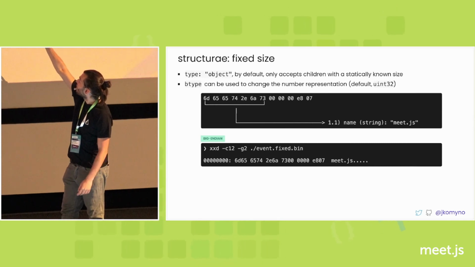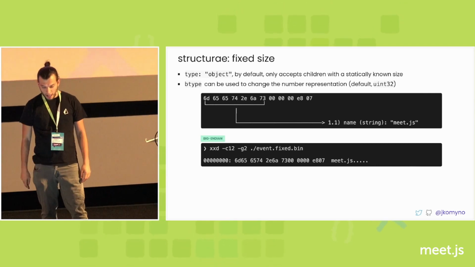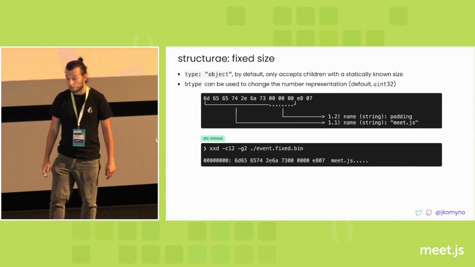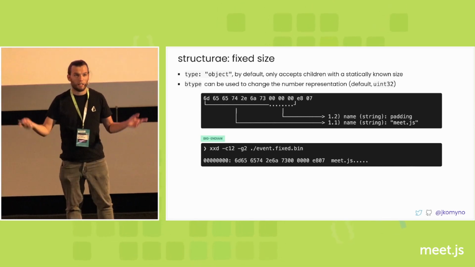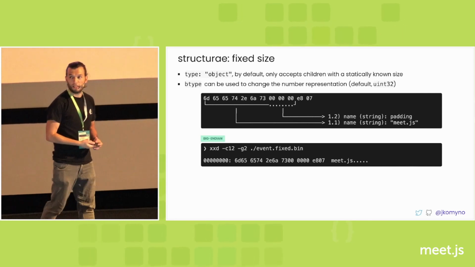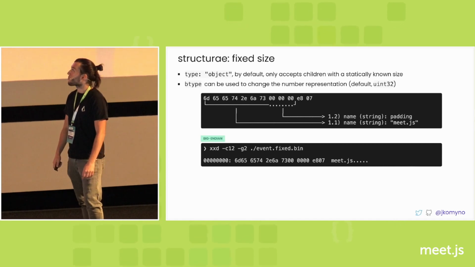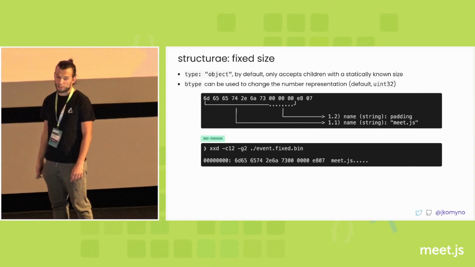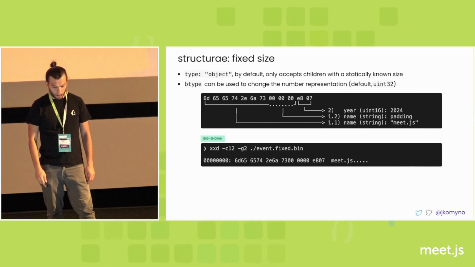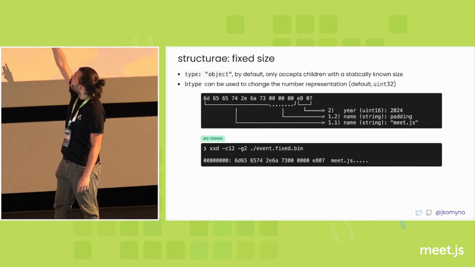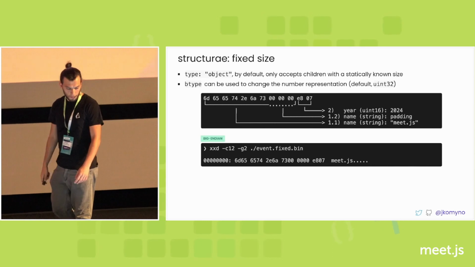6D, that's just M. 65, that's just E, right? And then we have 3 bytes. Those are empty, 0 bytes. That's called padding. What's that? Well, we allocated 10 bytes, but meet.js is only 7 bytes long. So the difference, we still need to store it somewhere, and by convention, it's always empty, 0. At the end, we have 2024. And it's only 2 bytes long rather than 4 because we used that type property before.